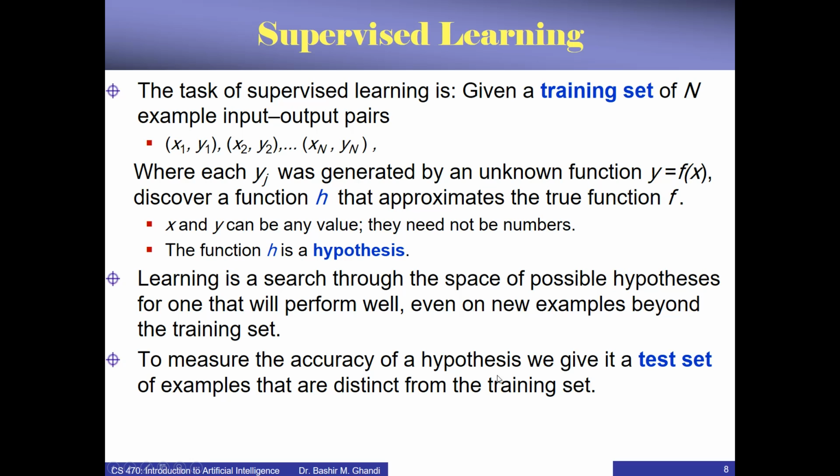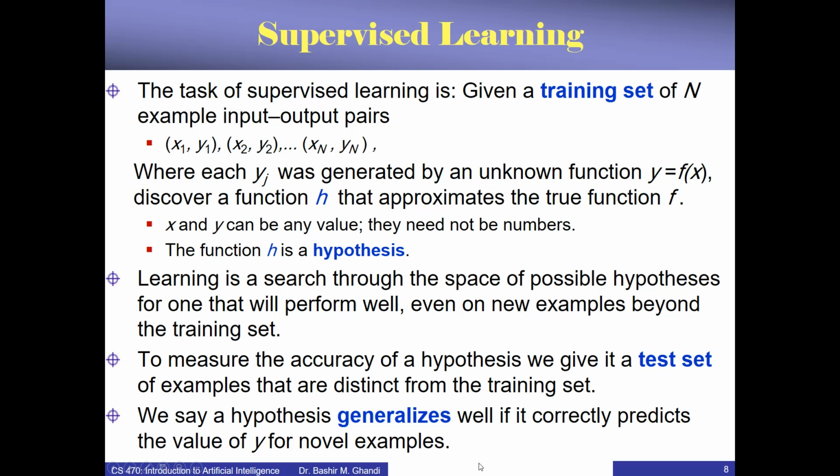To measure the accuracy of a hypothesis, we give it a test set. Okay, so a set of examples that are different from the training set, and we want to see if it will map them correctly. And we say that a hypothesis generalizes well if it correctly predicts the value of y for each novel example. All right.